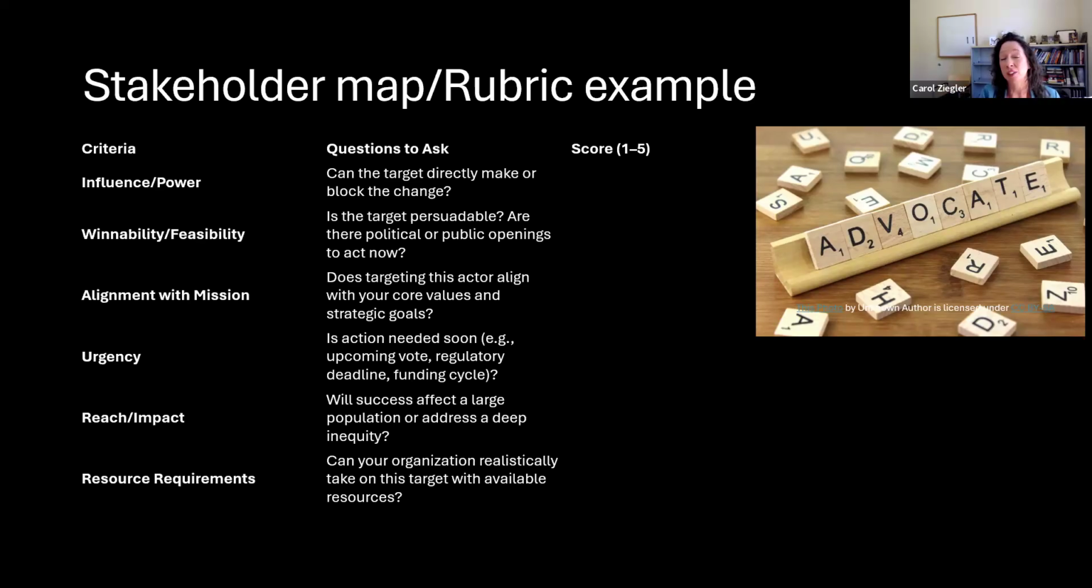Then they have to create a stakeholder map, and we give them a rubric. And these are some of the questions that they ask. They look at influence and power, winnability and feasibility, alignment with mission, urgency, research impact, and resource requirements. And we give them these specific questions to ask as they're doing their stakeholder analysis. So can the target directly make or block the change? The target being the stakeholder, right? Are they persuadable? Is there a political or public opening to act now?